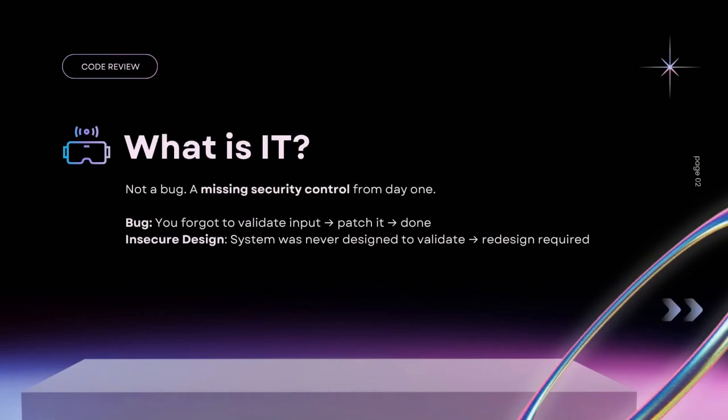Alright, so before we jump into the code, let's talk about what insecure design is. Insecure design is not a bug. A bug is when you write code wrong. You forget to validate input. You forget to hash a password. That's a bug. You can patch it with a hotfix on Friday night.